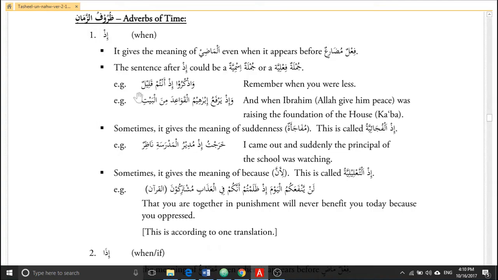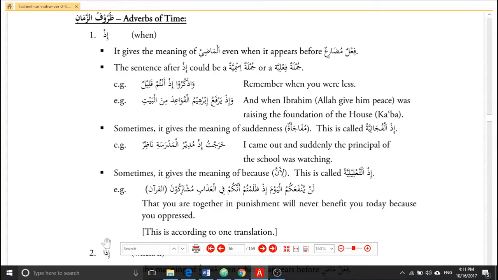Even if you know the when meaning, then you would know sometimes you use the because. So try to learn what إذ means. إذ is when. This you have to know. إذ is when, and it will give you the meaning of past tense. Just remember this, past tense, even if it comes on فعل مضارع. Just remember that.